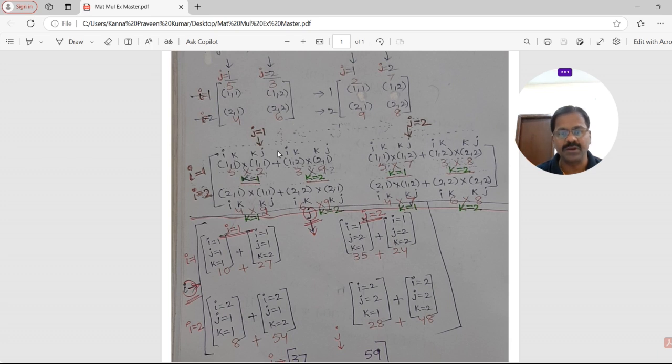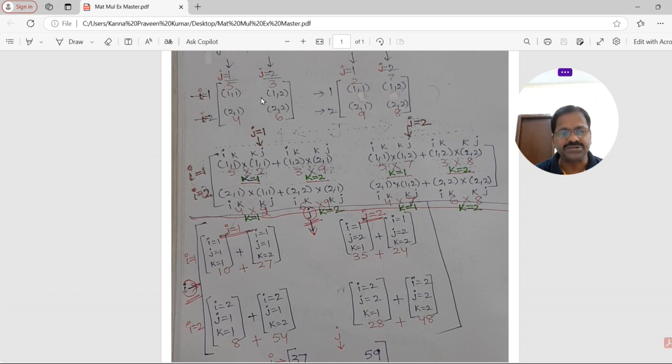For example, M by N and P by Q matrices. Here our output is M by Q. In the M by N matrix we have N, and in the P by Q matrix we have P. N should be equal to P. That means first matrix columns and second matrix rows should be equal.